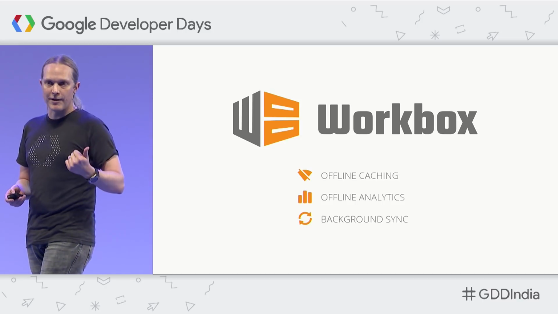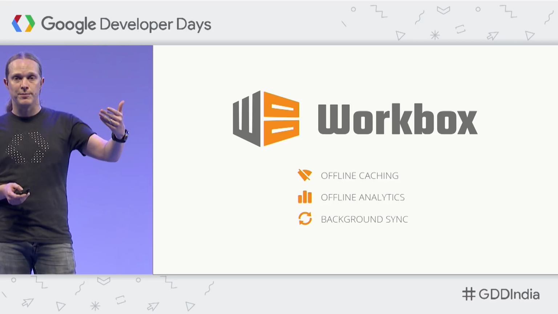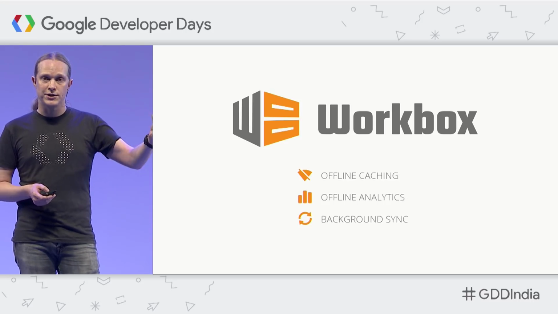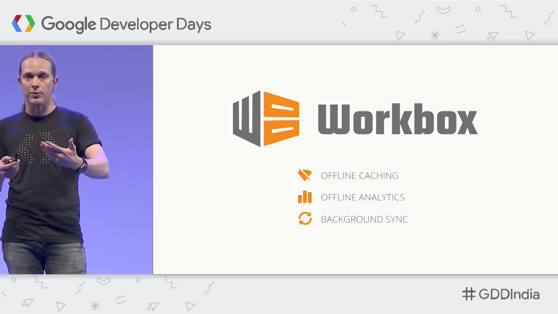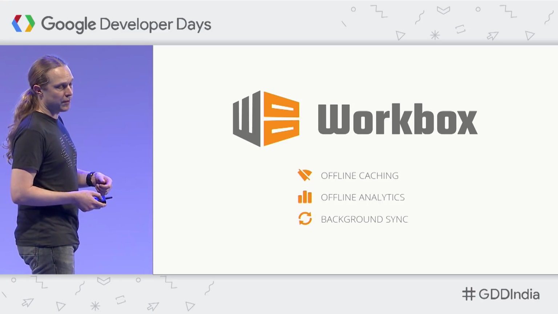First of all, various offline caching patterns. So when I talked about the various approaches you might want to take, Workbox provides these by default. You can do cache first. You can do network first. You can race the two so that you can respond with whichever is quicker. You can set expiration policies and so on.